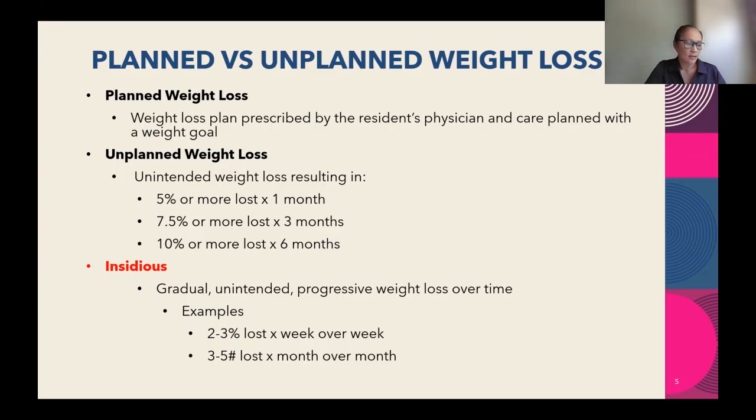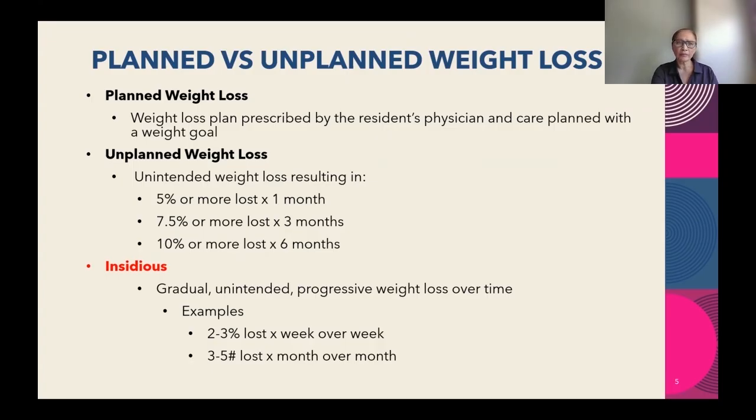Then an unplanned weight loss is unintended weight loss resulting in 5% or more loss in 1 month, 7.5% or more in 3 months, and 10% or more in 6 months. So an example of this, let's take a 120-pound underweight 70-year-old female with good intake who continues to lose weight unintentionally. That would be unplanned because that was not prescribed planned weight loss.